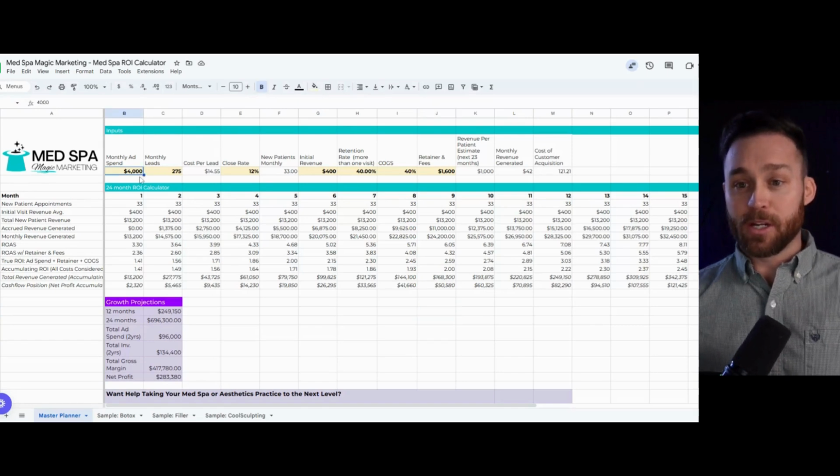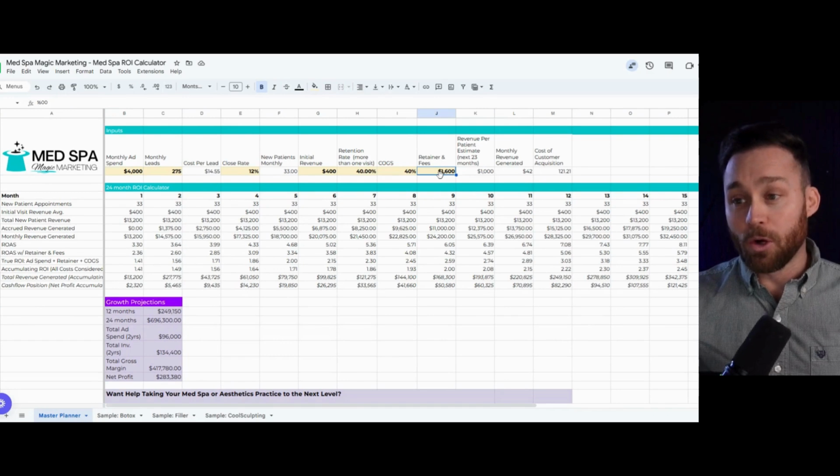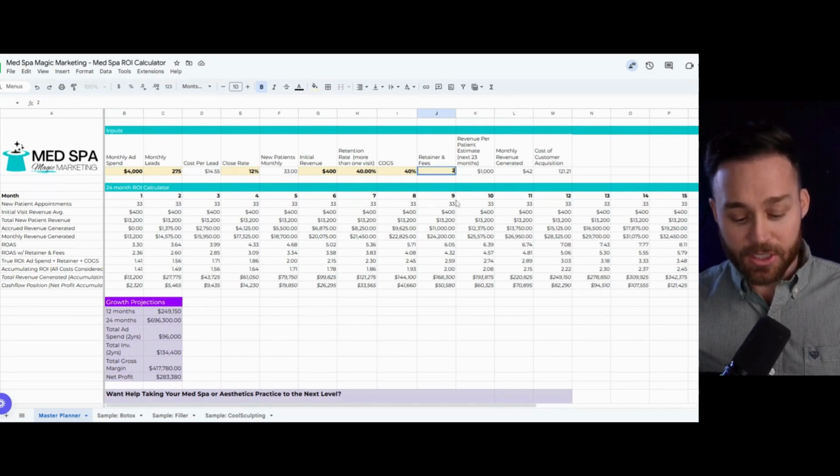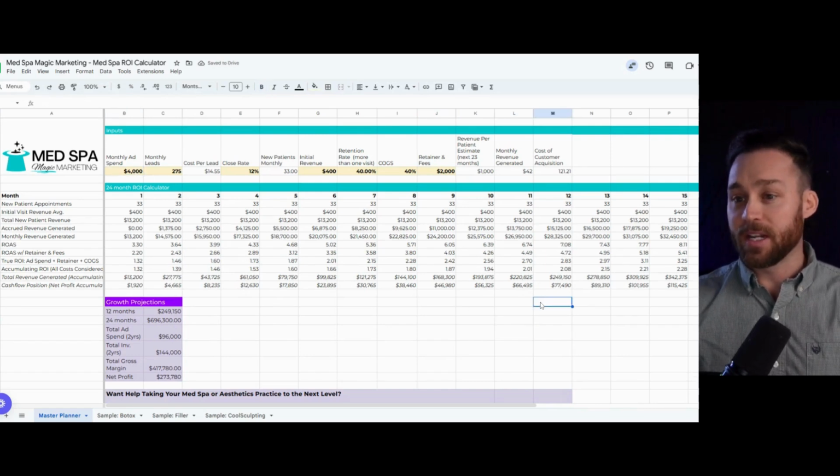So let's jump into the math of these two strategies and why pushing promotional offers to the side when it comes to new patient acquisition is potentially a very big mistake and can negatively impact your cash flow. I'm going to use an example of a practice spending $4,000 a month on ad spend, working with an agency that charges a $2,000 a month retainer.